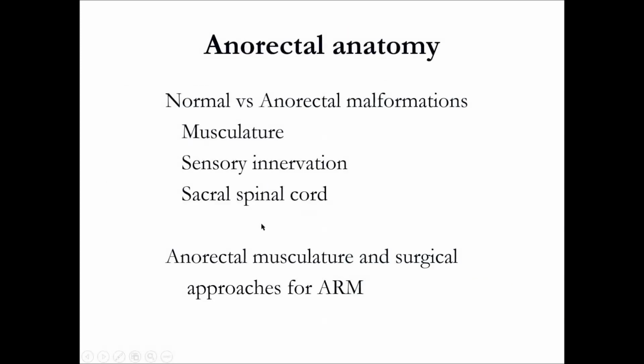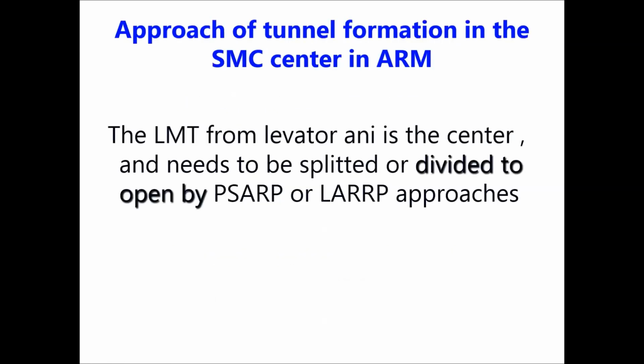This means the ARM is not only the absence of the anus and the agenesis of the perianal musculature, but also the pathology includes the agenesis of the sensory and the motor innervation in the pelvic and the anal region. And next, I'm going to talk about the musculature and the surgical approaches for ARM.